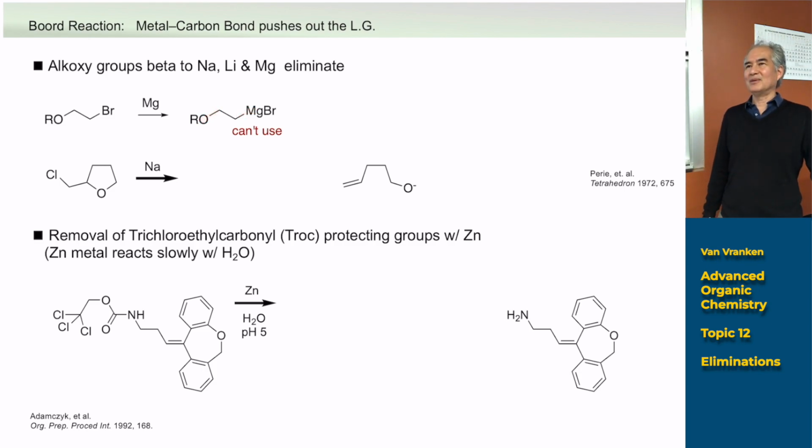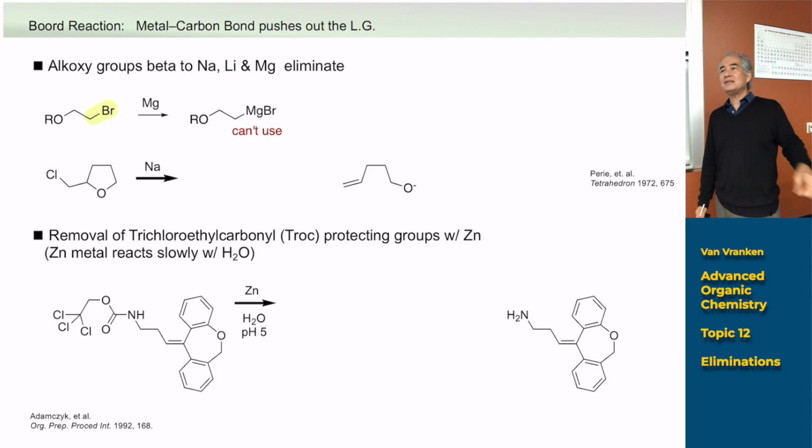They're not usable. Because the second you try to make a Grignard reagent, I don't know if you remember, but the way you make Grignard reagents is you take alkyl bromides, alkyl chlorides, or alkyl iodides, and you add magnesium metal.